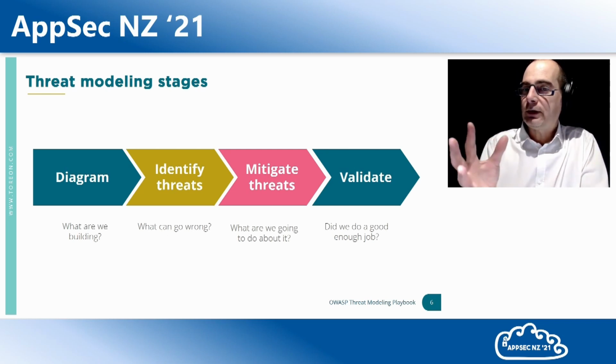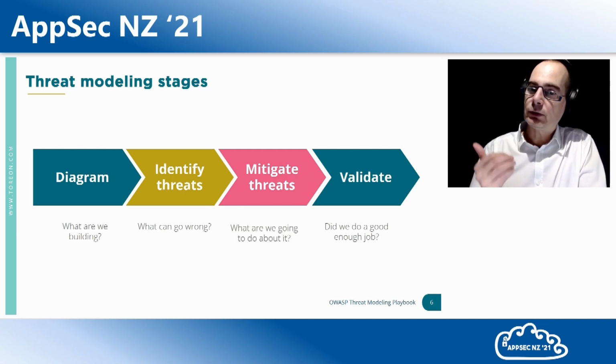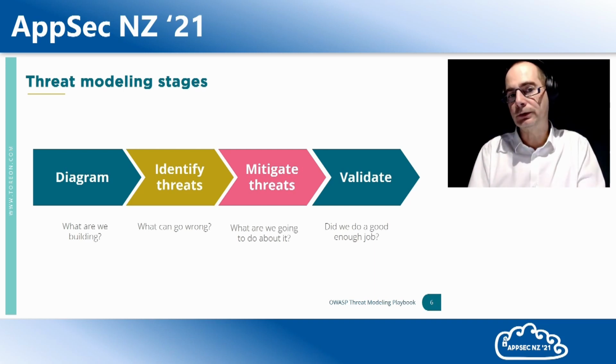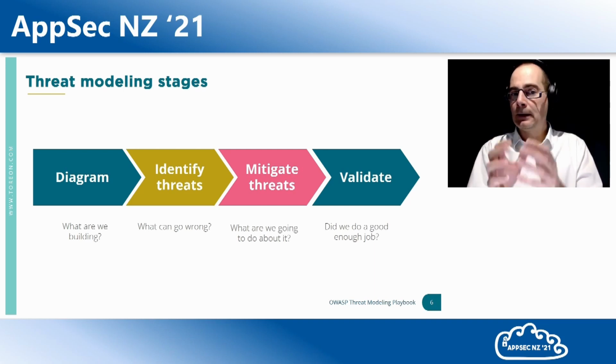In the next stage, the second step is to identify aspects or things that can go wrong in your software, and these are findings or threats that are maybe not covered in your application.